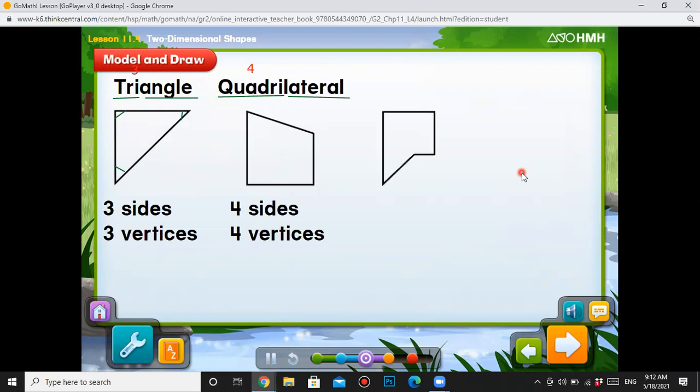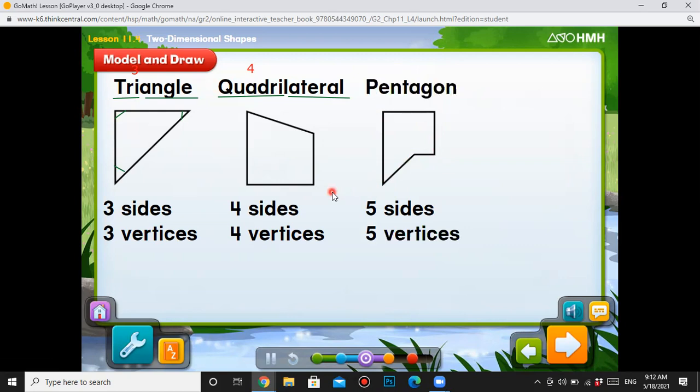Now it's your turn. Count the sides and vertices on this shape. Click to count each side. 1, so this is the first one. 2, 3, 4, 5. How many sides are there? 5 sides. Okay. Now count the vertices. Let's see how many vertices we have. 1, 2, 3, 4, 5. There are 5 vertices.